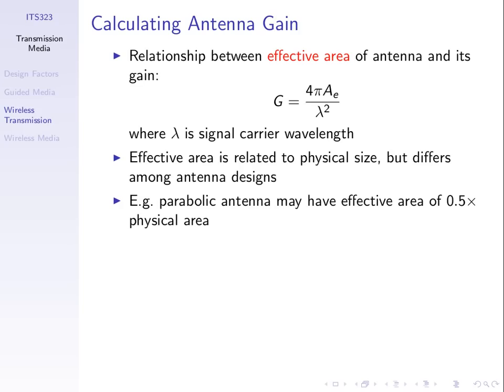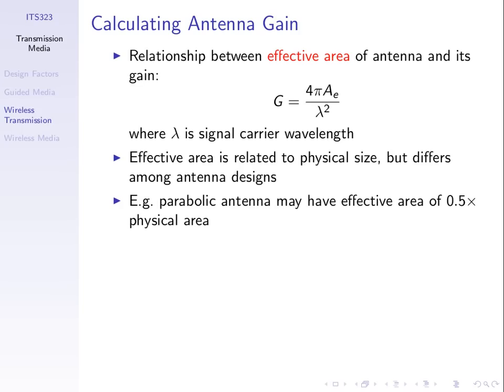So the gain of an antenna depends upon the signal we're transmitting with that antenna, the frequency or the wavelength of that signal. And it also depends upon the effective area. What is the effective area? Well, that's related to the physical size. Generally, the bigger the antenna, the bigger the effective area. But it differs amongst different antenna designs, whether it's a dipole antenna, a sector or patch antenna, or a parabolic dish antenna. They have different effective areas.